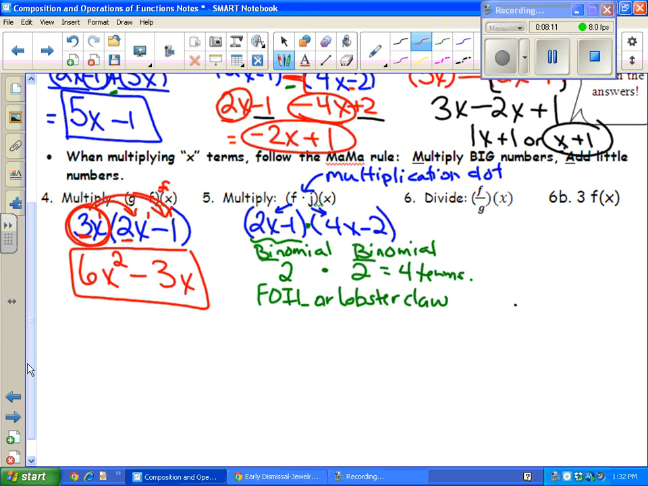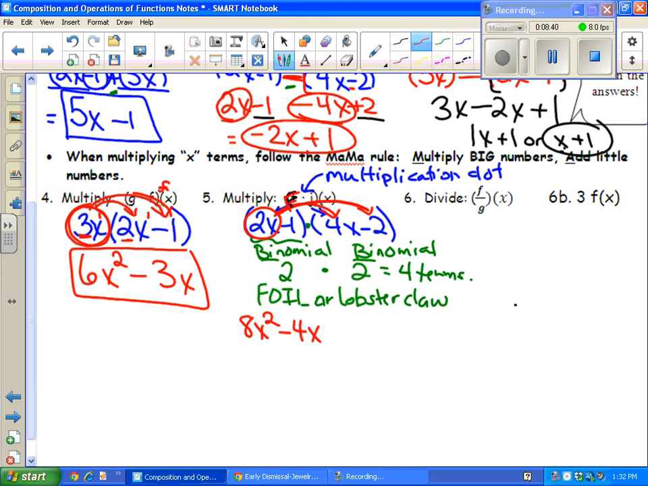It's the same thing. We're going to take 2x and distribute 2x to everything in the other parenthesis: 2x times 4x and 2x times negative 2. If I do that, I'll get the first 2 answers. So 2x times 4x is 8x squared. 2x times negative 2 is negative 4x. Notice that when I did the 2x times the 4x, that was actually the first ones times the first ones.